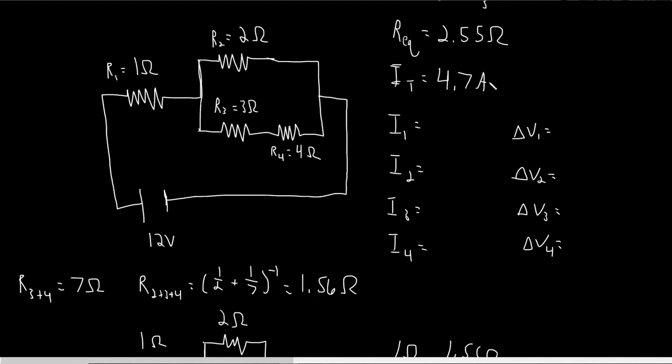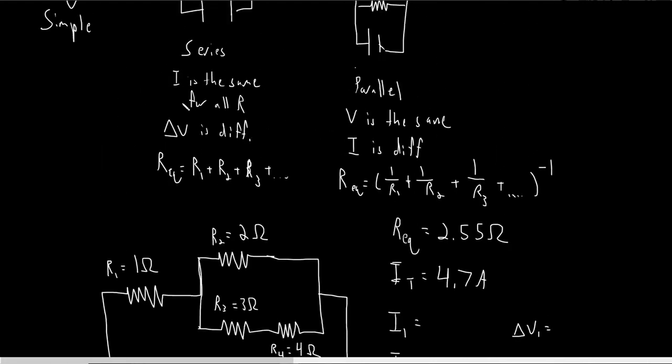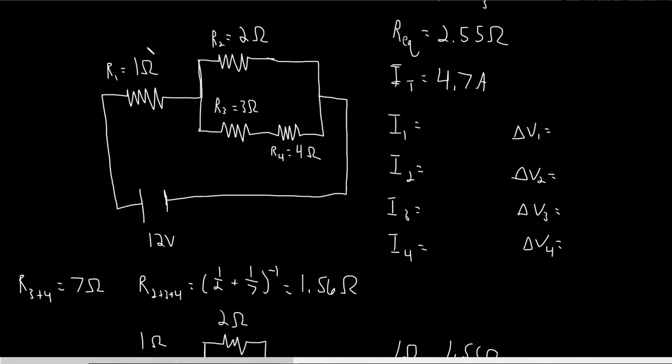Now how do I go through and start looking through this? For instance, looking at this current here, this current is in series, and I know that the current is the same for all resistors in series. So resistor 1 here is in series, so I know that this current is going to be the current for resistor 1. That part's easy.